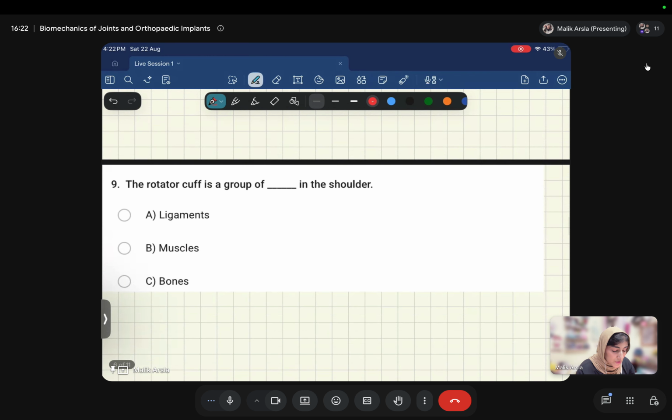Yeah, so the rotator cuff is a group of dash dash in the shoulder. What should be the correct answer? The rotator cuff is a group of dash dash in the shoulder. Okay, A, ligaments. That is not the correct answer. Anyone else can try?